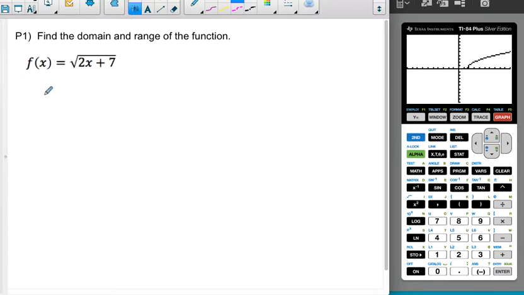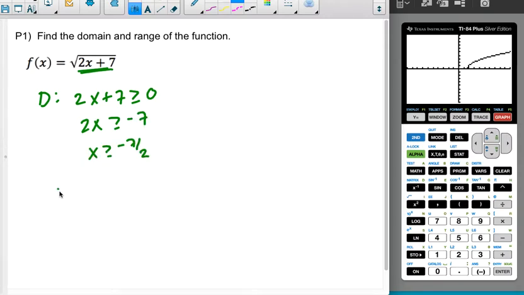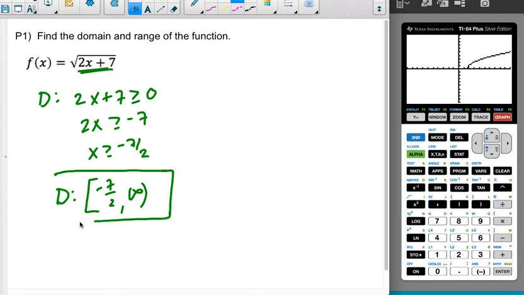Again, you're going to find the domain and the range. So the domain is going to be that 2x plus 7 has to be greater than or equal to 0. 2x is greater than or equal to negative 7. X is greater than or equal to negative 7/2. Again, I like parenthetical notation, but you don't necessarily have to use it, unless you're specifically required to do so.